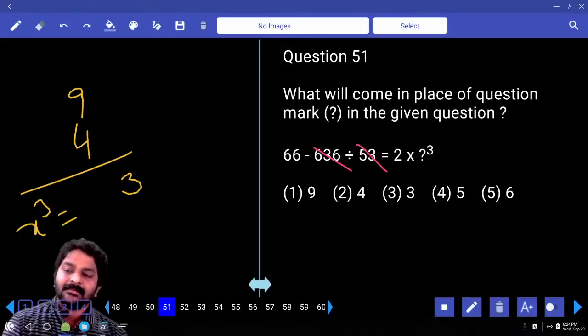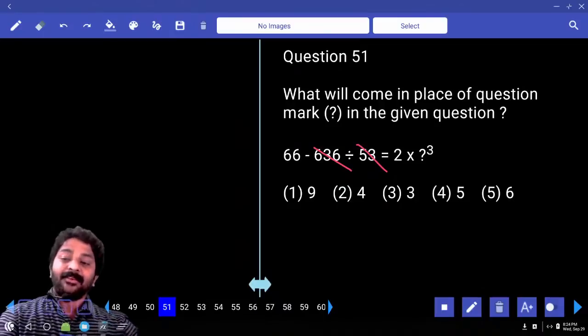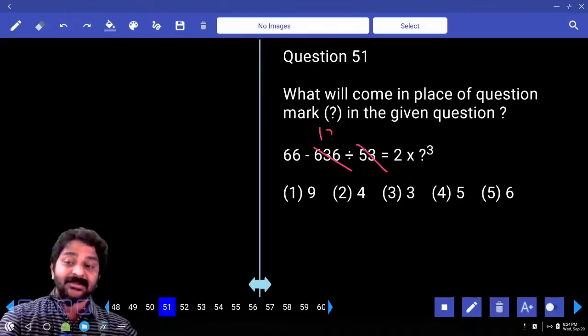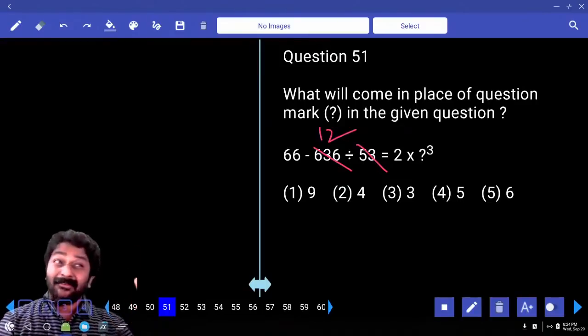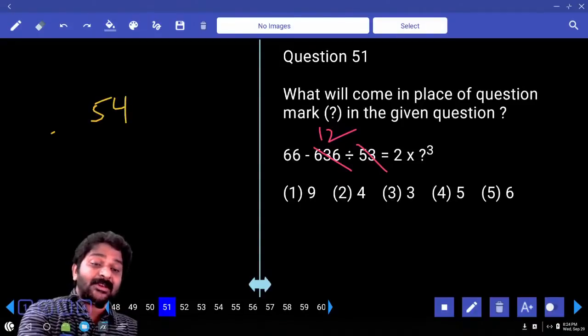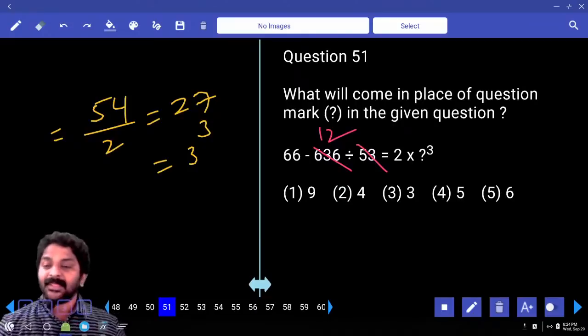53. Yeah, better is 3. Third option. Fine. 52 once is 50, 53 once is 53 only. 10 and then 6, that is 106. 53 how many times? 66 minus 12, 54. 2 into x cube is equal to 54. Then x cube is equal to 54 divided by 2, which is equal to 27. 27 is which number cube? 3 cube.